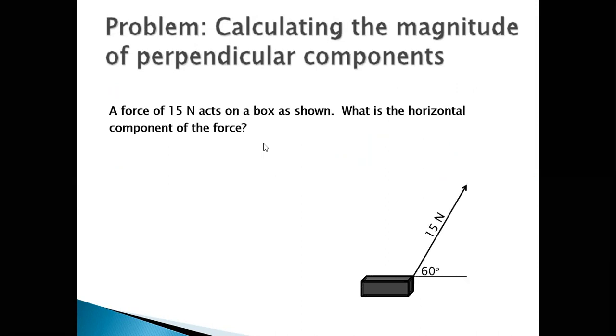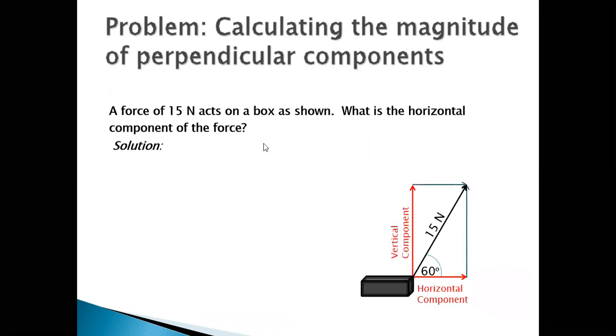Okay. So let's take a look at this example. I'm just going to explain. A force of 15 newtons acts on a box as shown below. What is the horizontal component of the force? So this is the diagram. You can see the vertical component and then the horizontal component, which is applied on this box at an angle of 60 degrees. So let's see the solution.